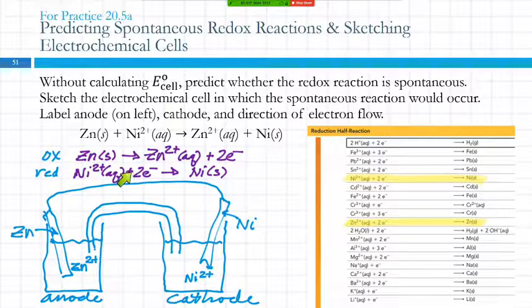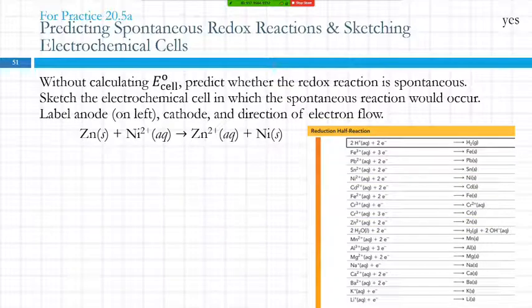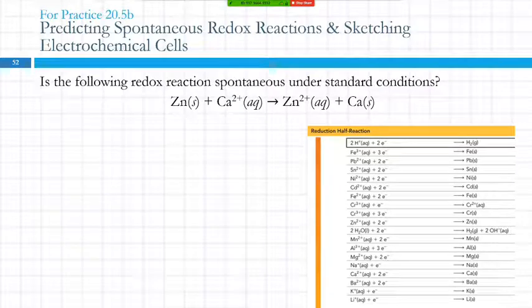The nickel is gaining electrons, the zinc is losing electrons. The electrons are going from the anode to the cathode. Is it spontaneous? Yes.